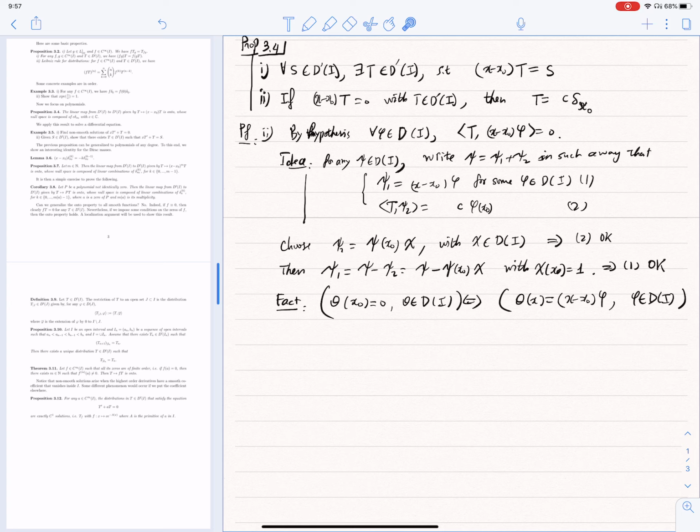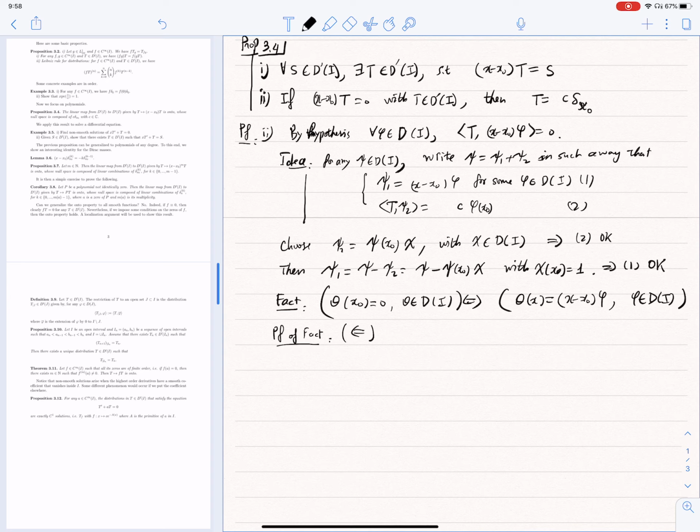And according to the fact, it is equivalent to say that this function can be written as a linear function times a test function. And this is what we want. So this shows that the 1 is all right. So it remains to prove this fact. This fact is a fairly simple fact. So this direction is simpler, right?